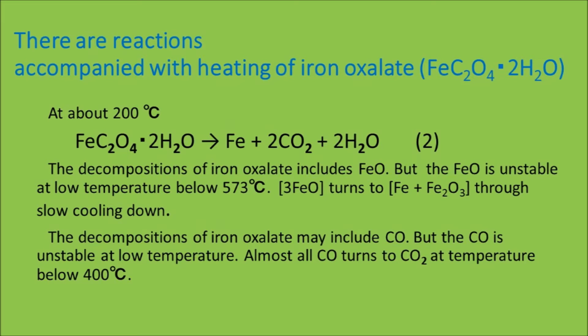The iron oxalate is decomposed into iron, carbon dioxide and water by heating at about 200 centigrade. The decomposition of iron oxalate includes ferrous oxide. But the ferrous oxide is unstable at low temperature below 573 centigrade. It turns to iron and ferric oxide through slow cooling down. The decomposition of iron oxalate may include carbon monoxide. But carbon monoxide is unstable at low temperature. Almost all carbon monoxide turns to carbon dioxide at temperatures below 400 centigrade.